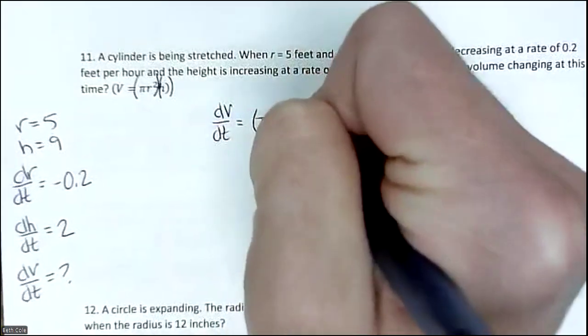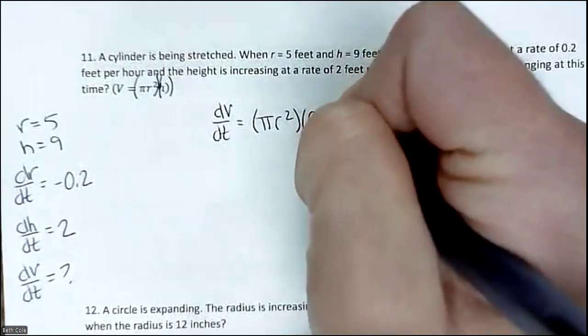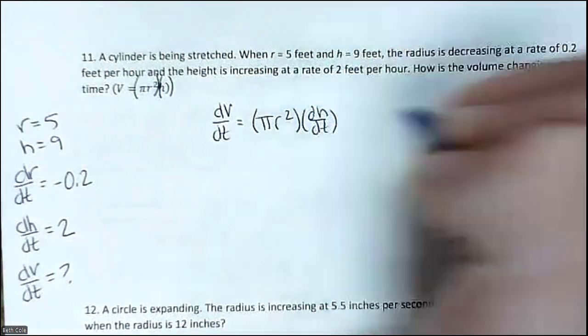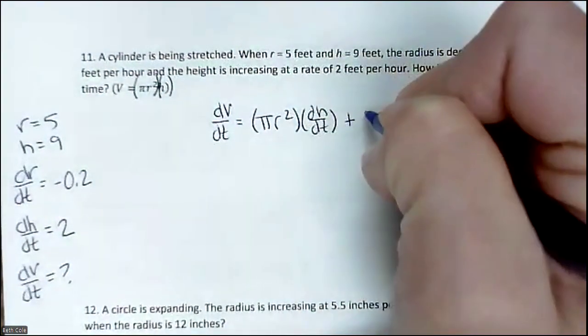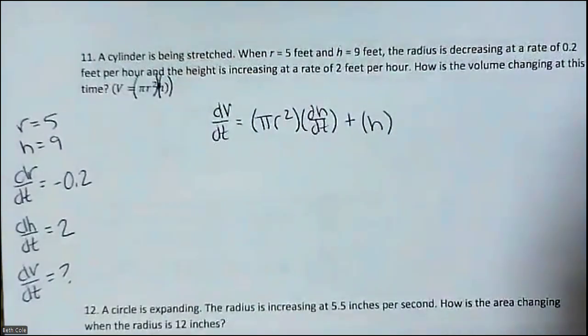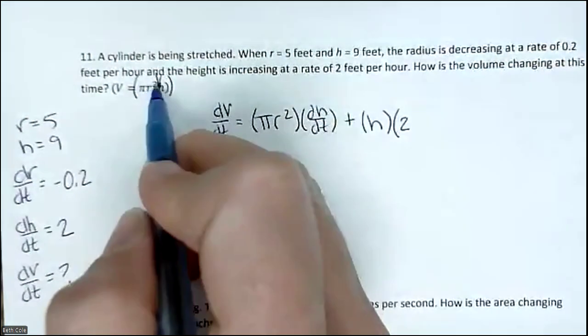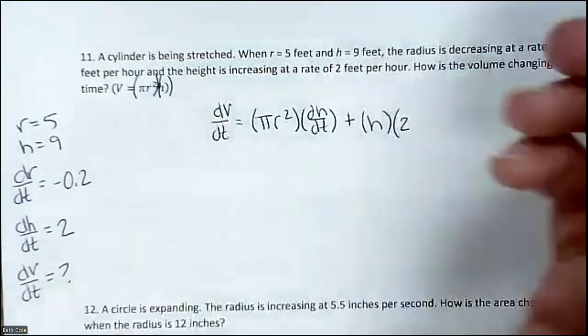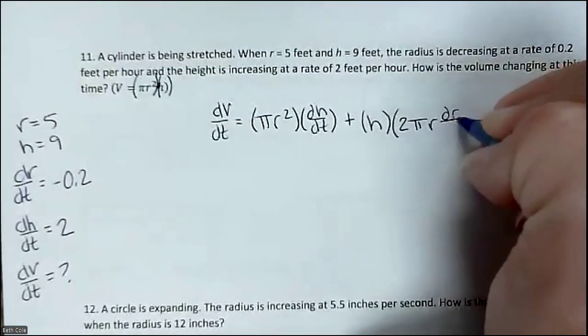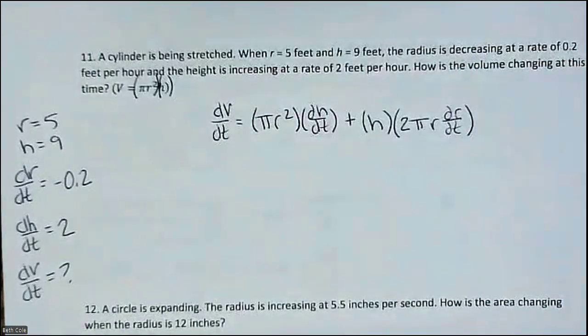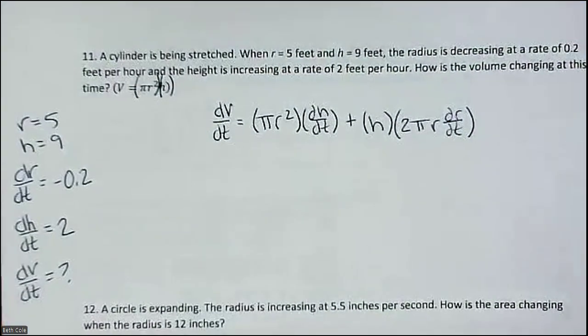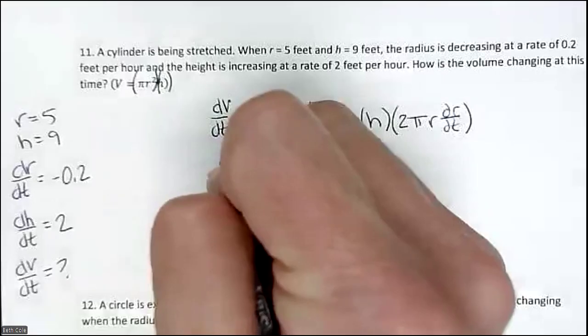Pi r squared dh dt plus the second thing, which is h. Good. And then derivative of the first, you bring the 2 down. So 2 pi r dr dt. Just turned that out. That's the answer on your test. I can't change it. And then I think we have everything. It looks like a really long list, so I think we've got everything.